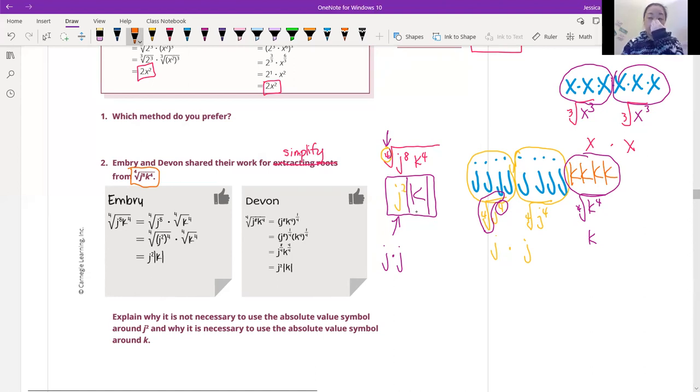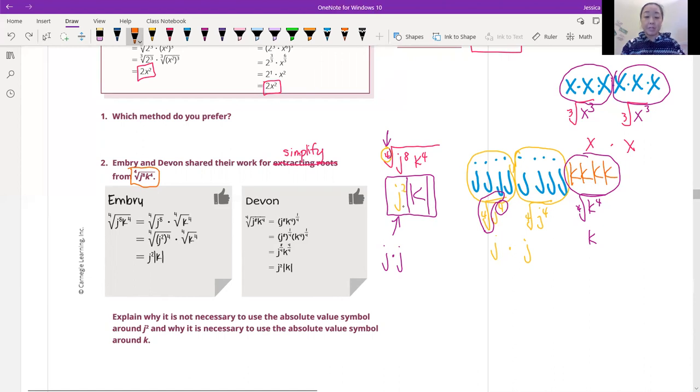And if we look at the k's, there's one group of 4 k's. And k to the 4th, we 4th root that, those cancel out, and we're left with k. Now you have to remember, these are 4th roots, which means that we cannot have any negative answers. It can't happen. So if you notice here, we have to put the absolute value around the k.